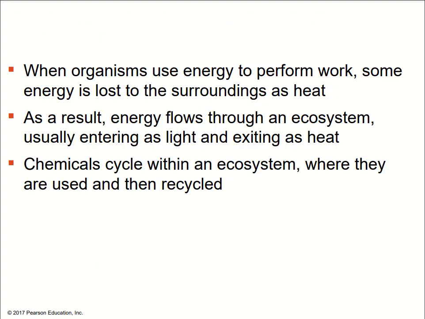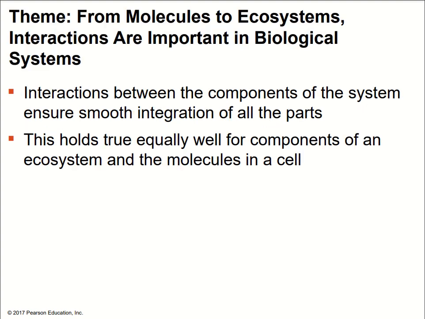When organisms use energy to perform work, some energy is lost to the surroundings as heat, which is simply wasted energy that could not be used by that organism for something beneficial. As a result, energy flows through an ecosystem, usually entering as light and exiting as heat, and slowly down the cycle from producers to consumers. More energy is lost from one level to the next than was originally obtained. Chemical cycles within an ecosystem are where matter is used and then recycled in some way.